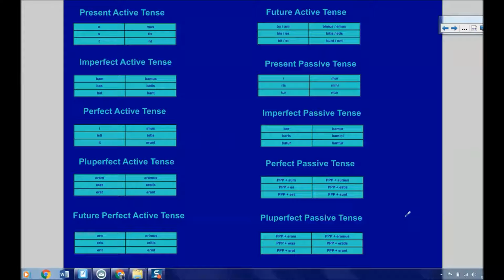Secondly, after each tense explanation, you will have some practice sentences. Feel free to pause, translate, and then press play, and your answers should show up.